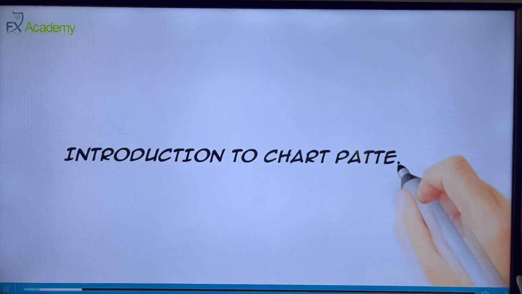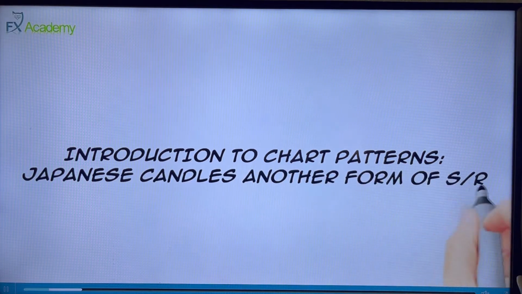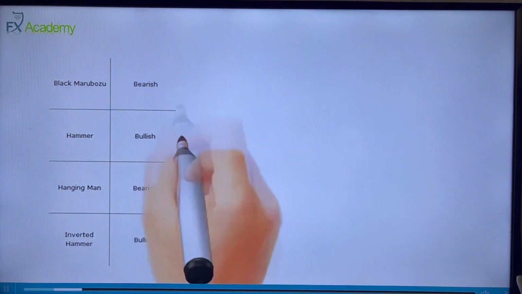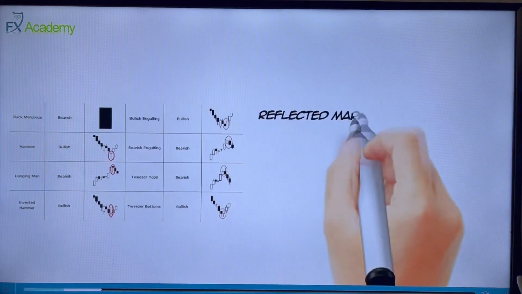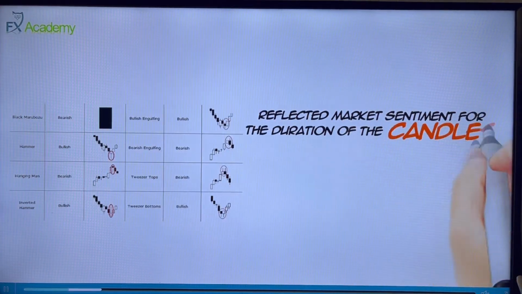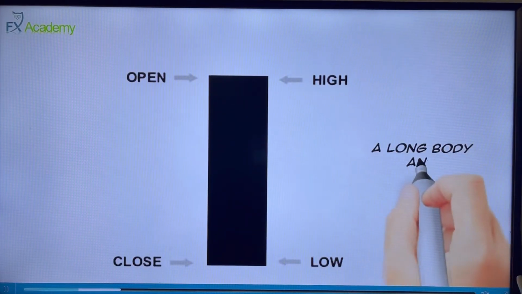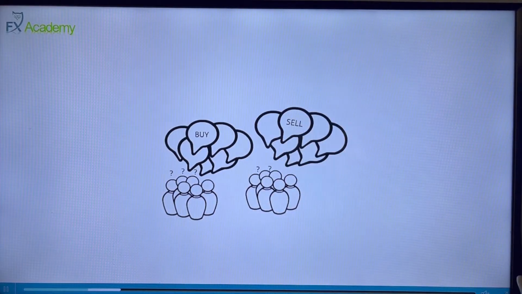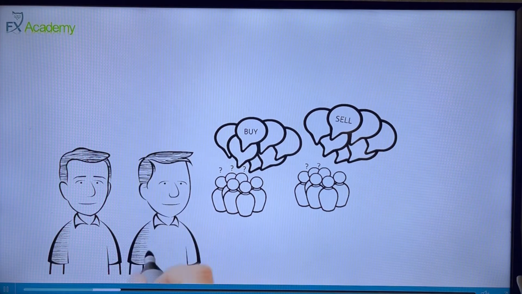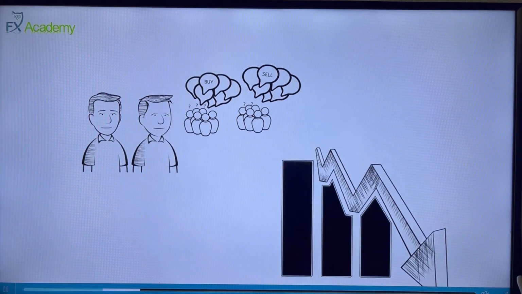Introduction to chart patterns, Japanese candles, another form of support and resistance. Back in our introduction to Japanese candles, we saw how differently shaped candles reflected market sentiment for the duration of the candles. For example, a candle like this one, with a long body and little or no wick, indicated that there was no indecision about price. During the period this candle covers, traders were selling, and price was heading lower from the start.